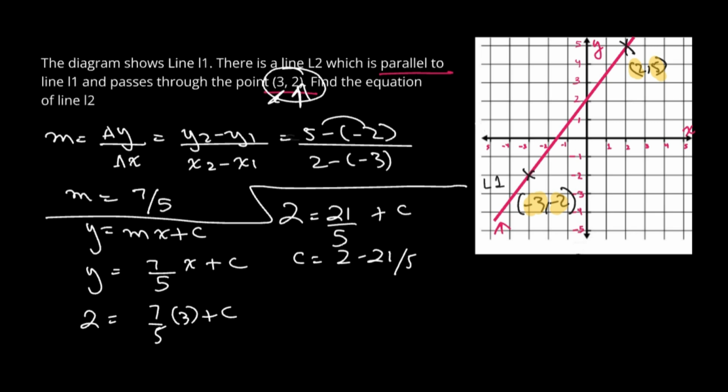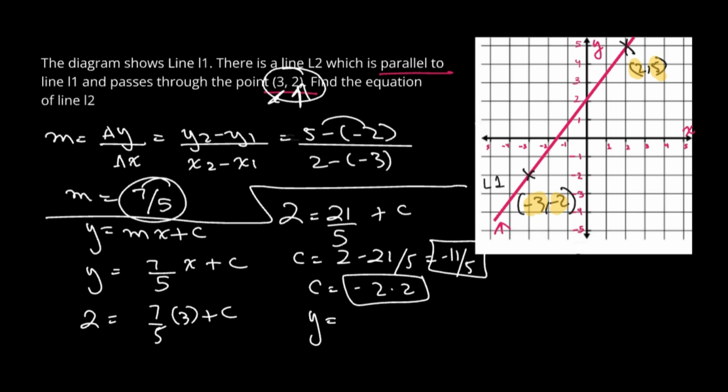So this becomes -11 over 5, which is the same as -2.2. So the equation of line L2 becomes y equals mx plus c. m is 7 over 5, x plus c, and c is -2.2 or -11 over 5.